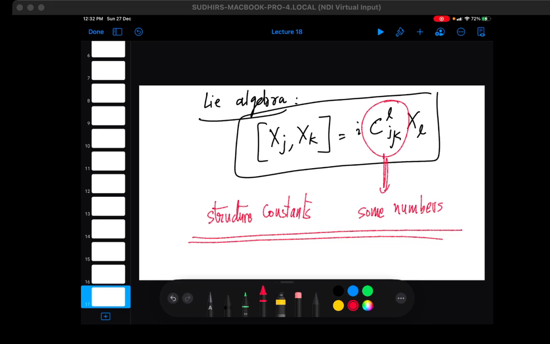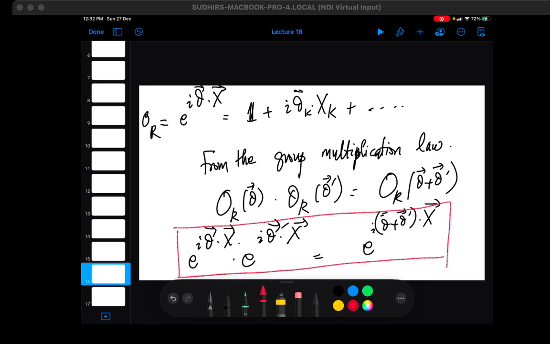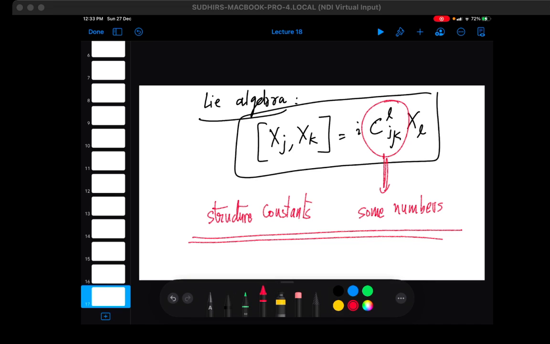So this structure, the group, is called a Lie group. Any continuous group of this particular type, where I can expand it in terms of a small parameter and write it in terms of exponential, is called a Lie group. And the commutation relations between the generators of the Lie group are called the Lie algebra.